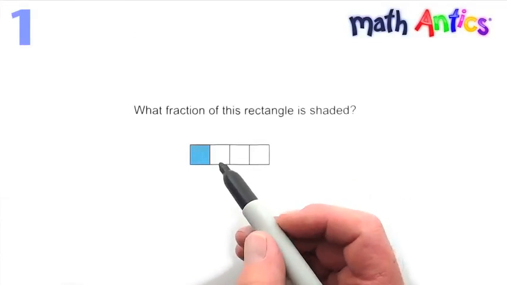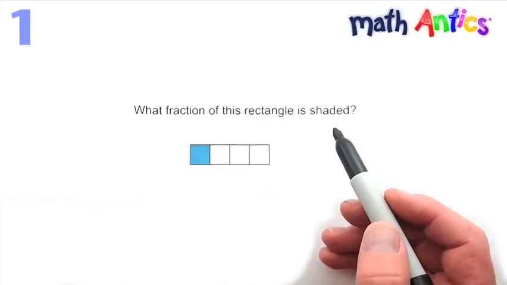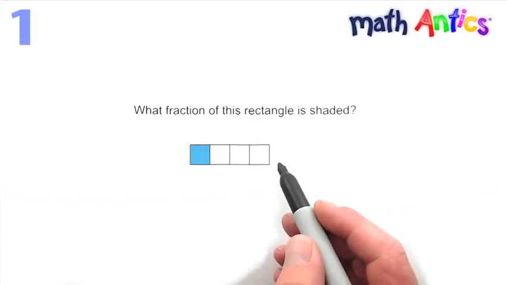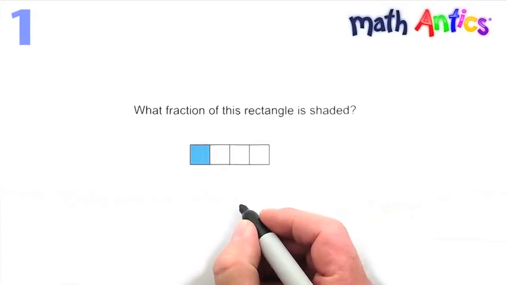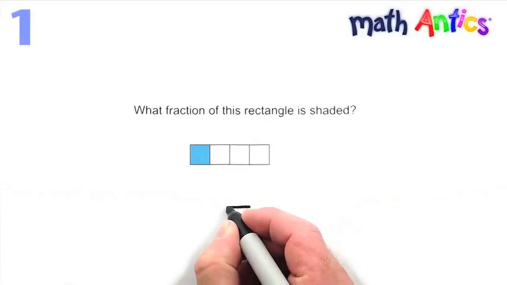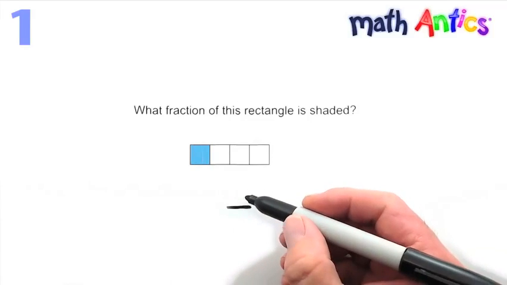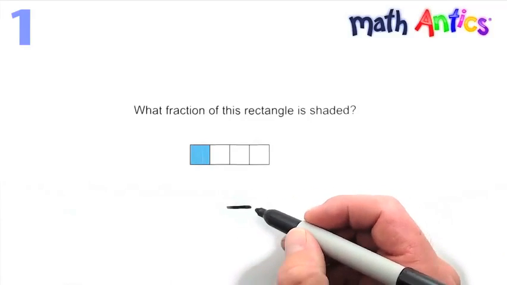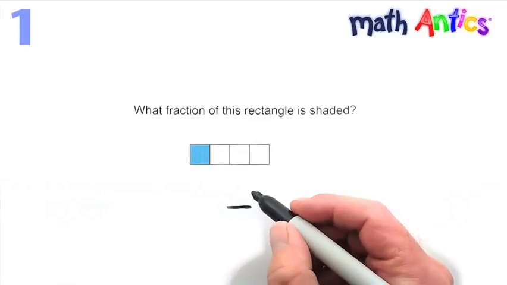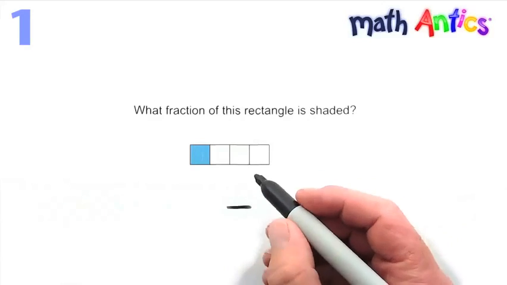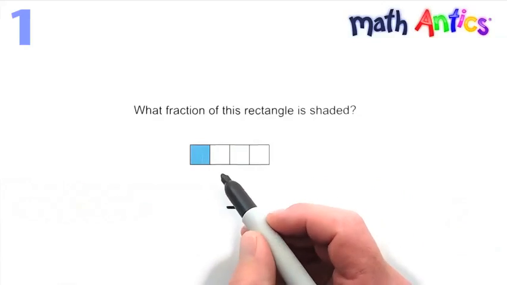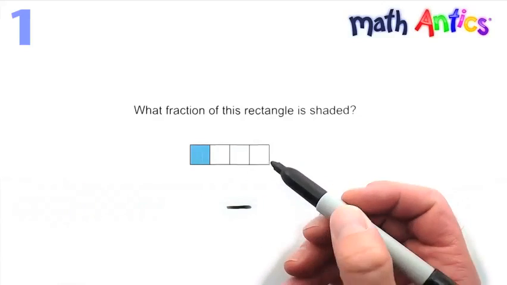Our first problem asks, what fraction of this rectangle is shaded? And shows us a diagram right here. So what we need to do is we know this is going to be a fraction, so let's start with our fraction line. There's two parts to a fraction: the top number and the bottom number, so we need to figure those out. Now, when fractions are used to represent parts of an object, the bottom number tells us how many parts that object's divided up into. So let's count those.